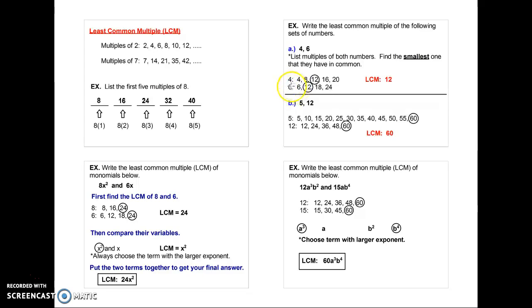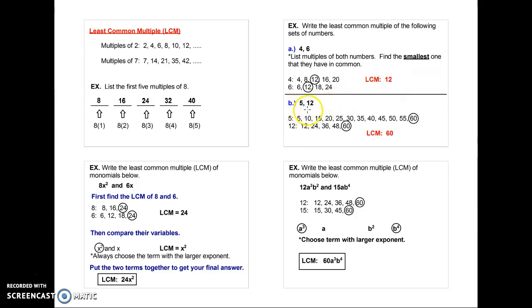Then when you do 6, multiples of 6 are 6, 12, 18, and 24. So we already have a matching multiple. That's the smallest matching multiple that we have. So the LCM is 12.